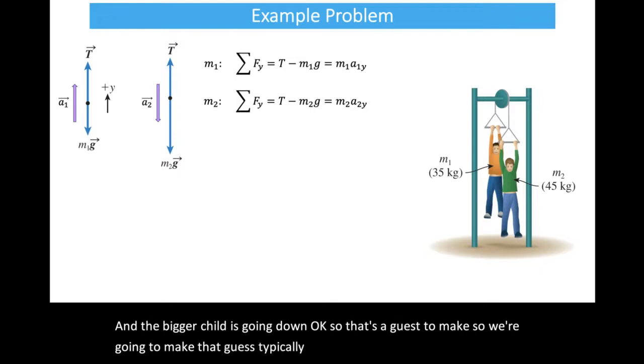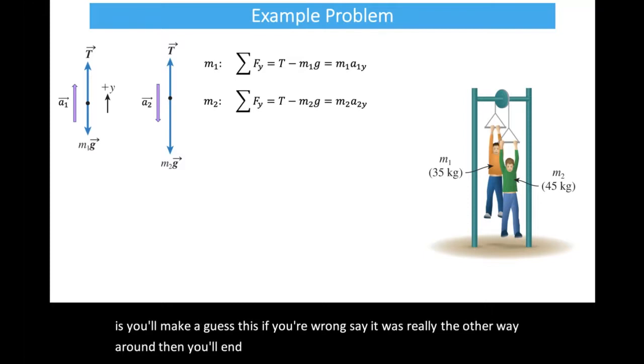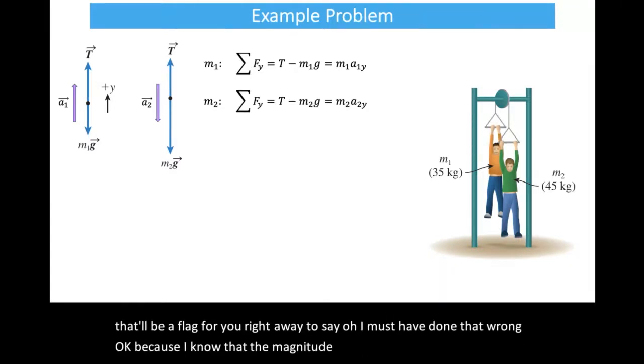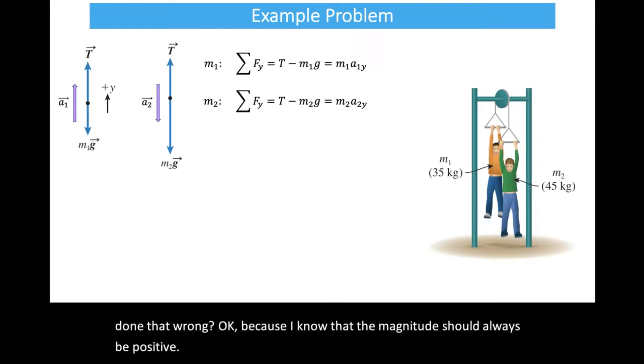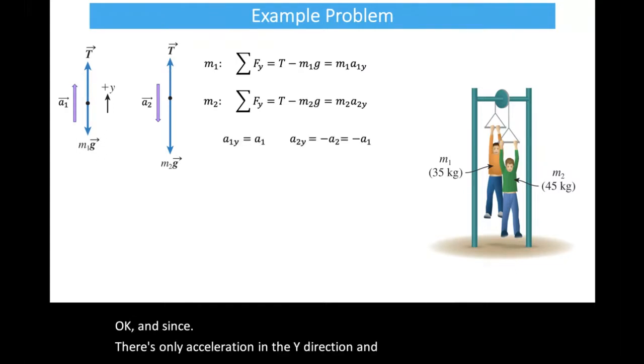Typically what will happen with these problems is you'll make a guess like this. If you're wrong, say it was really the other way around, then you'll end up solving for a magnitude that's negative, and that'll be a flag for you right away to say, oh, I must have done that wrong. Because I know that the magnitude should always be positive.